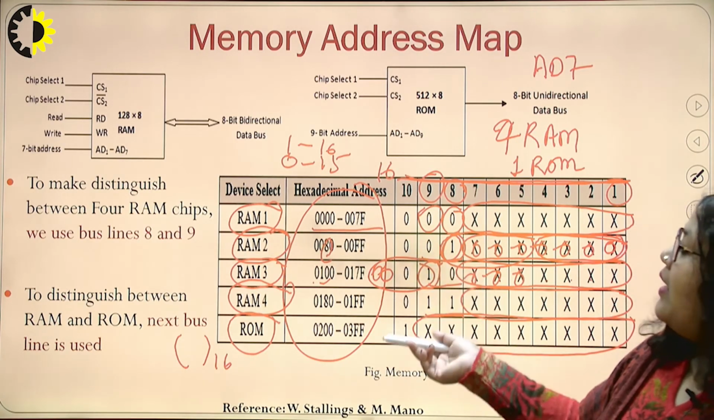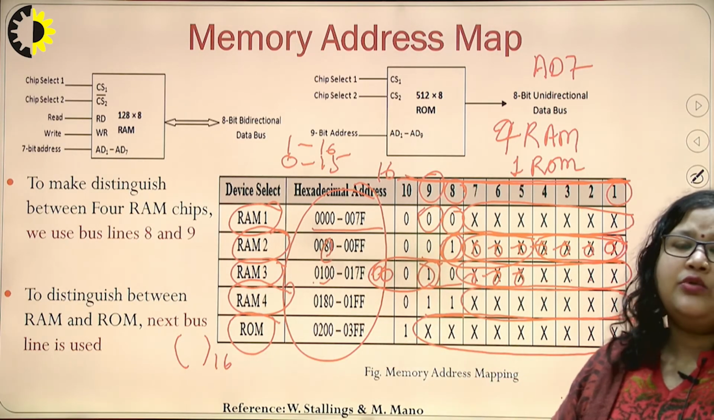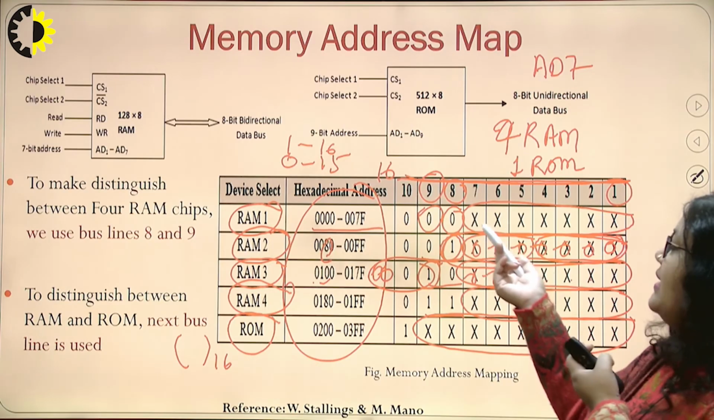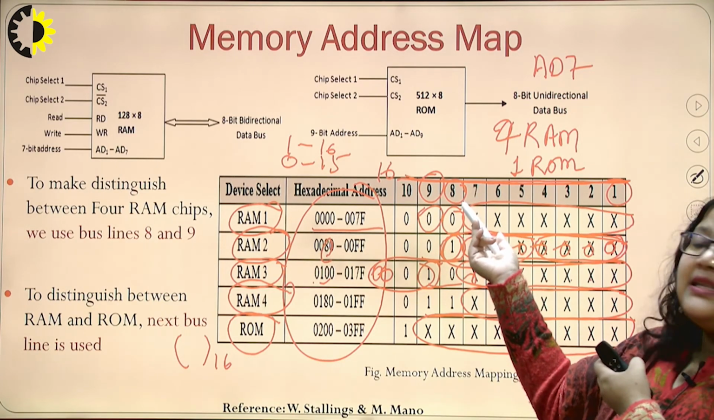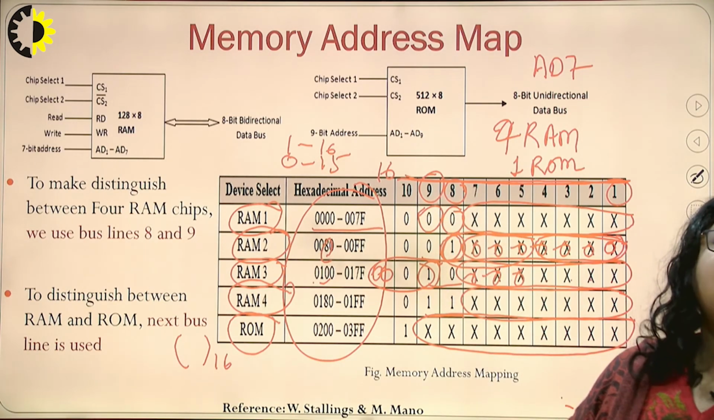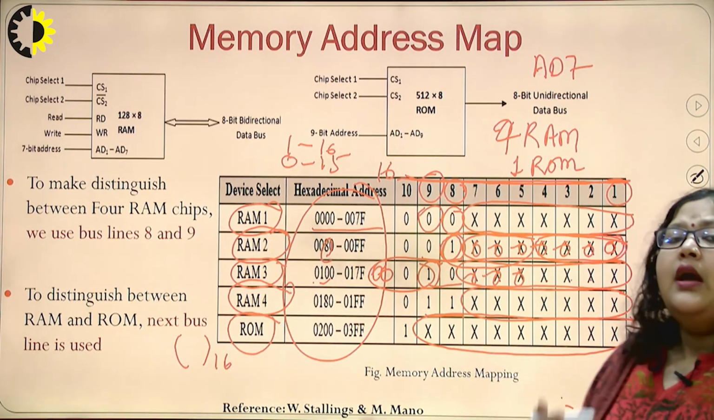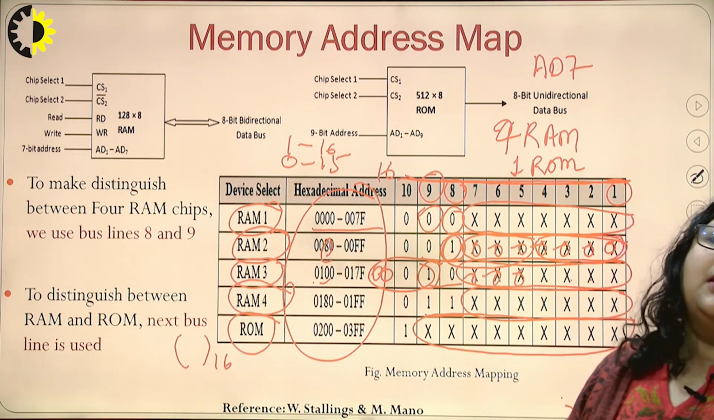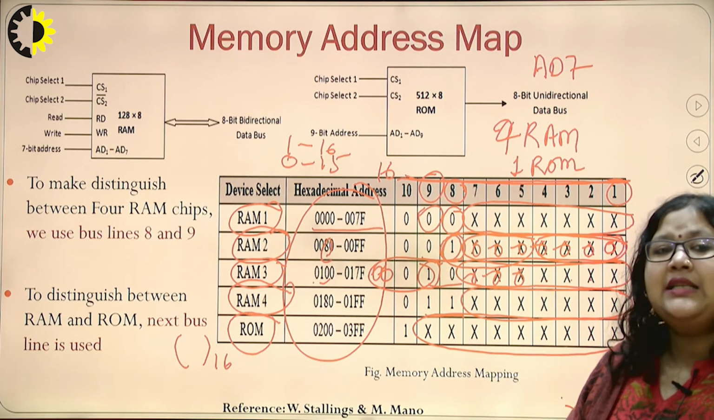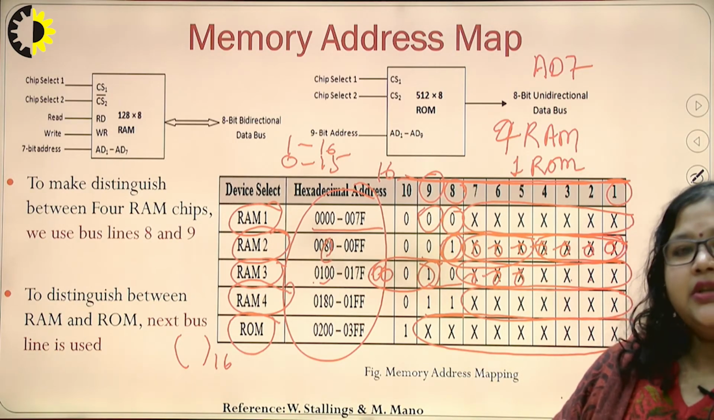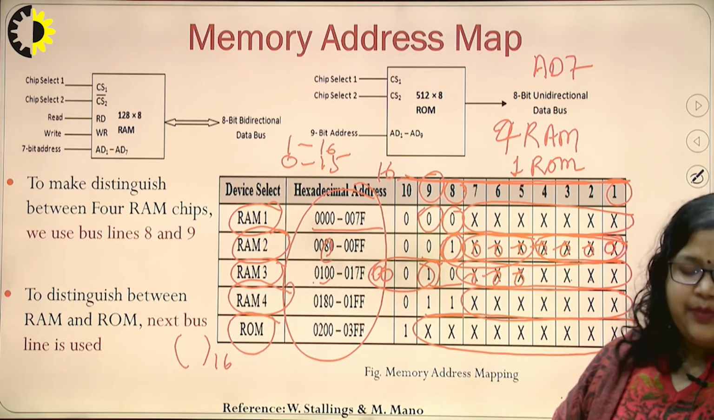If there are 8 RAMs, we use a 3:8 decoder, and the address bit lines we use are 8, 9, 10. So it is basically 0, 0, 0 to 1, 1, 1. This is the basic reference we use to define the hexadecimal address for each RAM and the ROM. So this is very important.